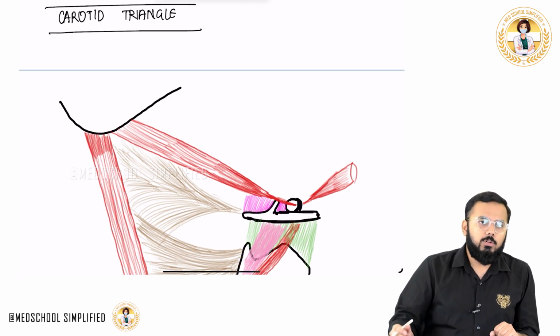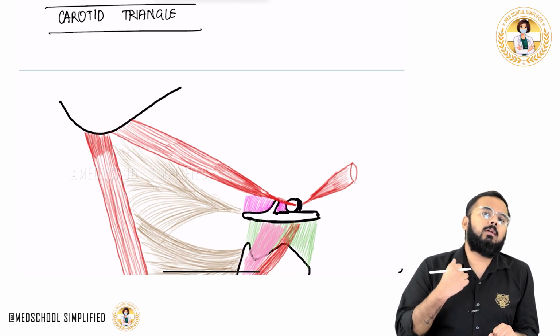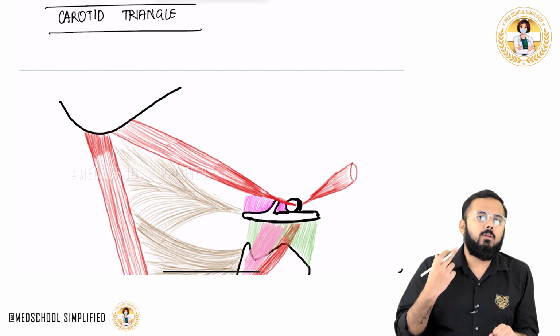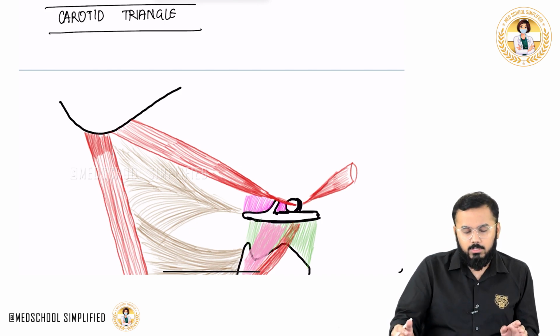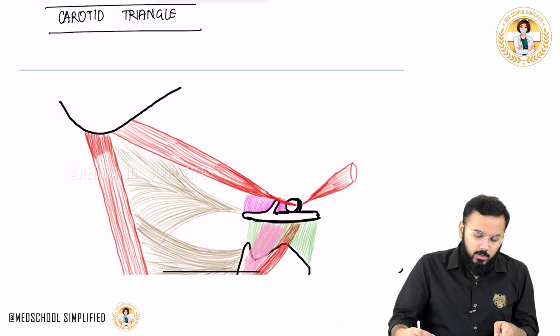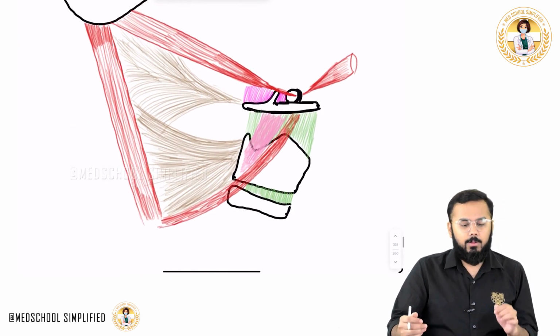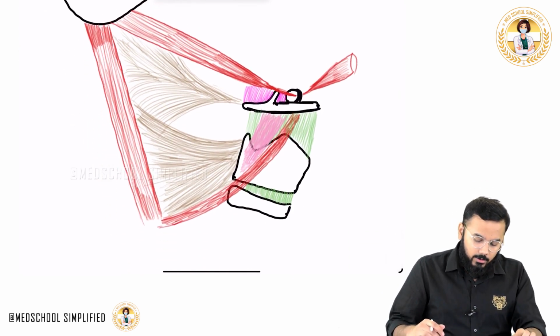So if you haven't watched a video on the anterior neck, what is the anterior triangle of the neck, so watch that video before you watch this video, okay? Only then you will understand what this picture is about. Okay, so this is your carotid triangle.